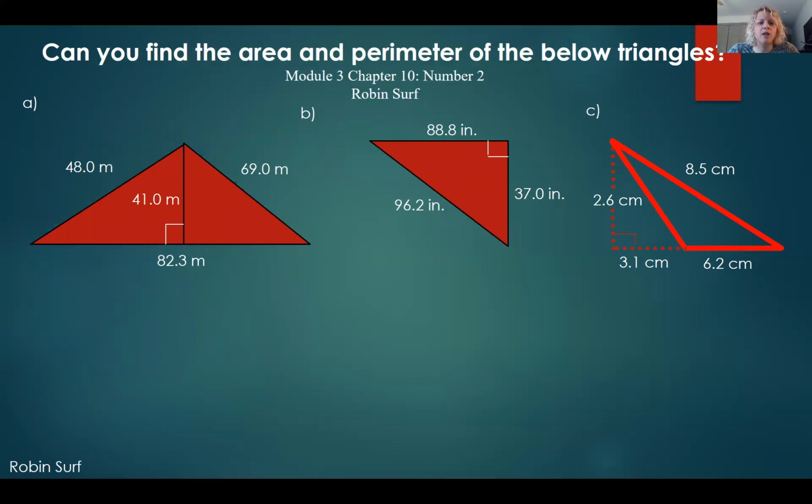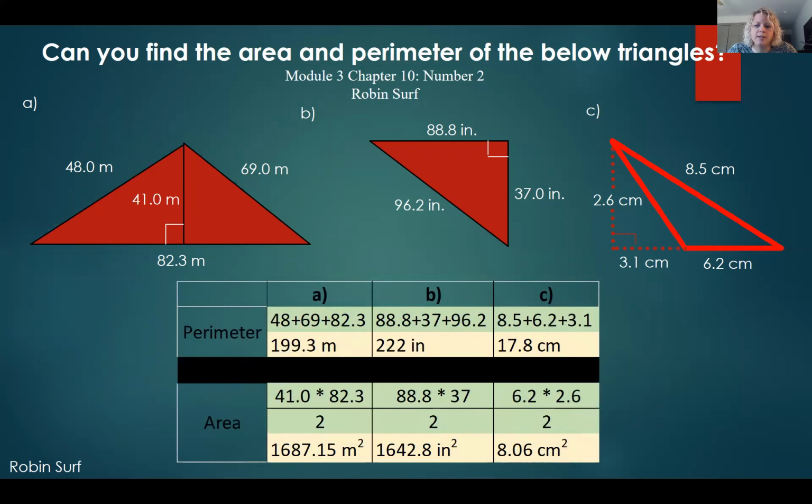Let's go ahead and take a look at question 2. Can you find the area and the perimeter of the below triangles? The question would simply like us to find the perimeter and area of each of the triangles you see here. I created a small chart to assist in completing this task.